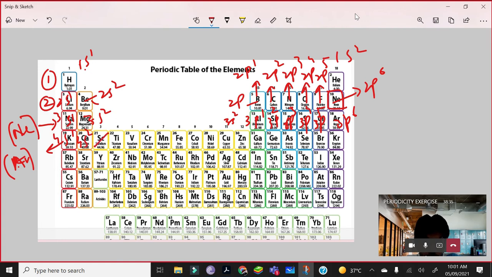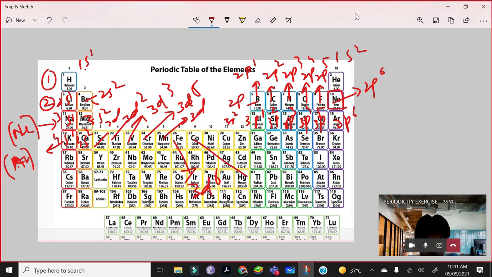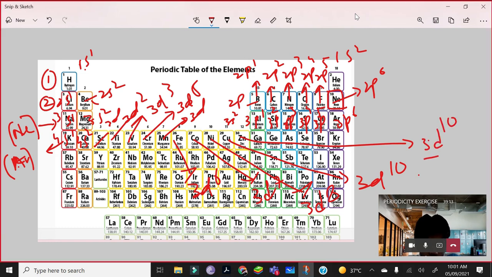Now 3d starts. 3d1, 3d2, 3d3. This should have been 3d4, but it is 3d5. This is normal 3d5. This is 3d6. This one is 3d7. This is 3d8. Copper should have been 3d9, but it is 3d10. One of the electrons is jumping into 4s. And zinc is 3d10 naturally. So argon followed by 4s followed by 3d.